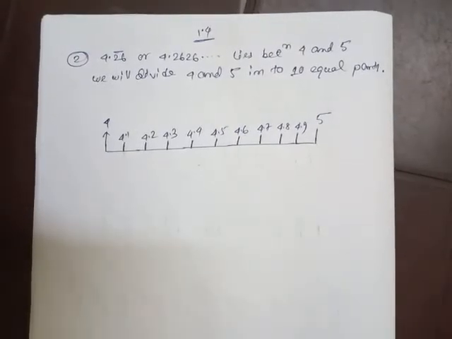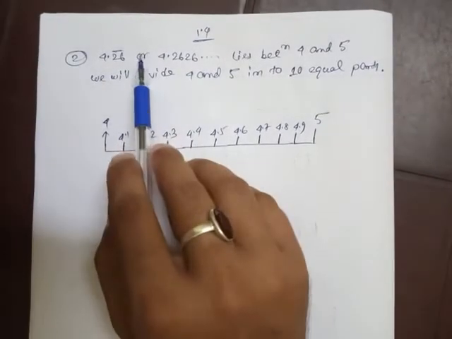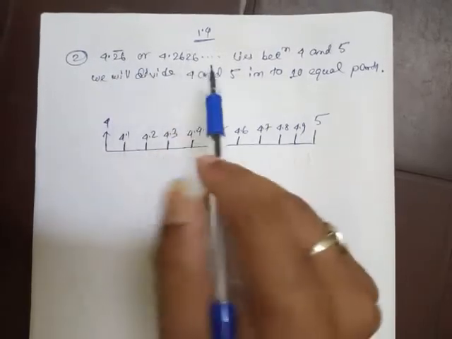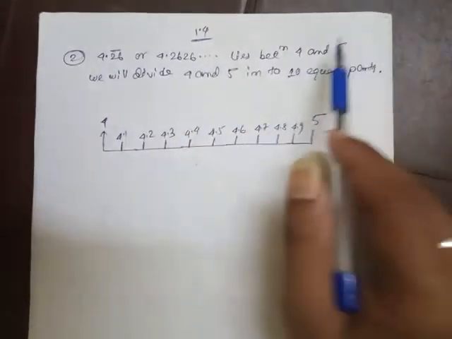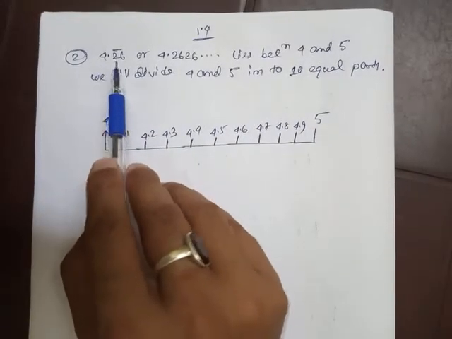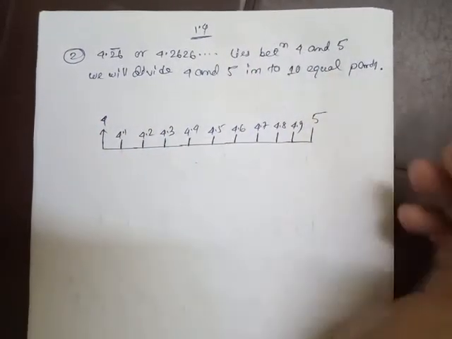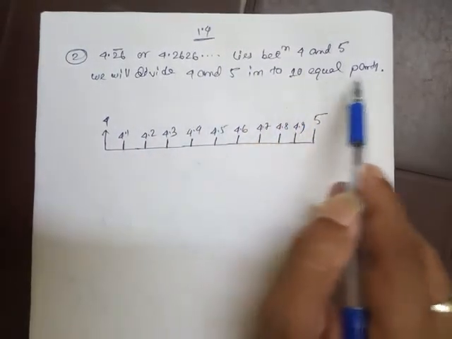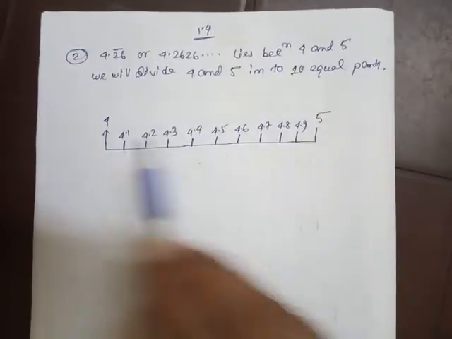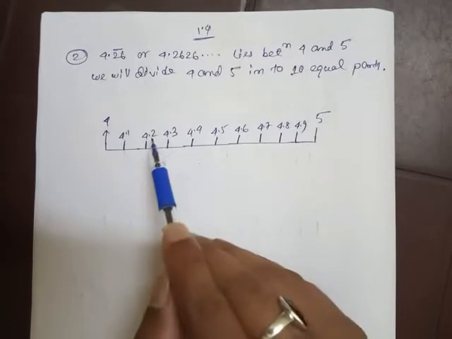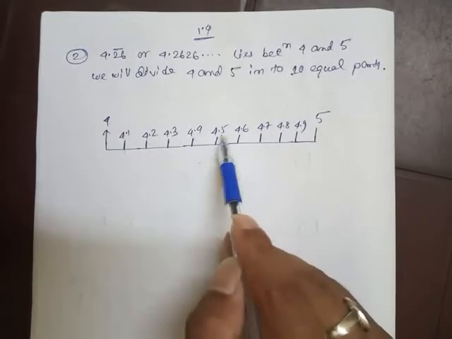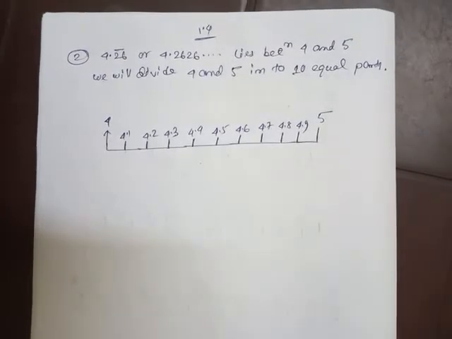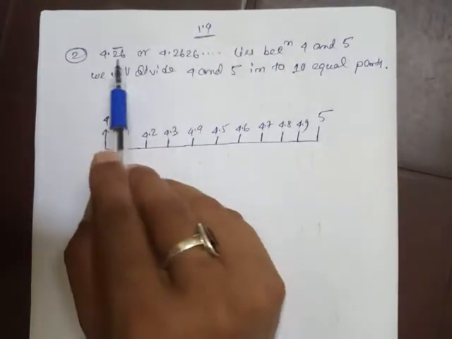Now student, look at the next question, question number 2, 4.26 bar. 26 bar means this 26 repeats frequently, so 4.2626 and it will go on. And definitely if the value is 4.26, this lies between 4 and 5 only, so we will divide again like we did earlier. We divide 4 and 5 into 10 equal parts. Now look here, student, 4 and 5, 10 equal parts, which means 4.1, 4.2, 4.3, 4.4, 4.5, 4.6, 4.7, 4.8, 4.9 and 5.